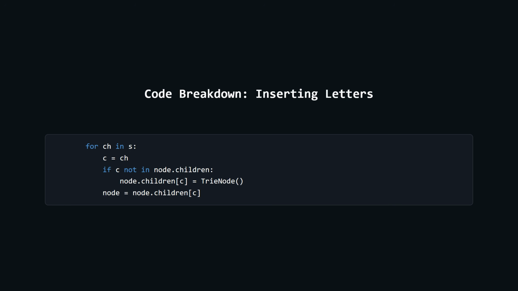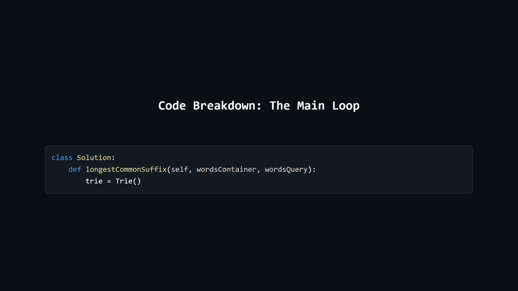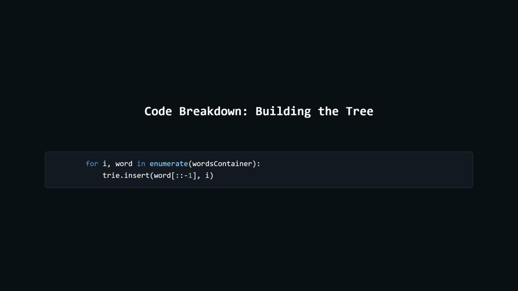And if so, we update the root so it always knows the absolute shortest word in the whole dictionary. Then we loop through each letter of the word, creating new nodes if they don't exist yet, and stepping further down the tree branch. At every single letter node we visit on the way down, we stop and check. Is this word shorter than what this node has seen before? If it is, we update it immediately. Now moving over to our main solution function, we start by creating a brand new empty tree. We loop through our dictionary and insert every word.